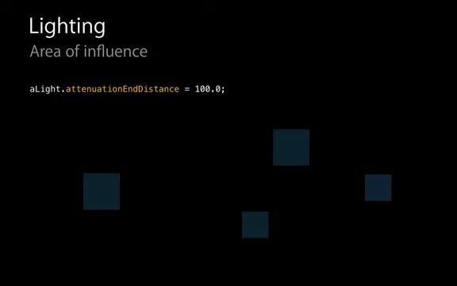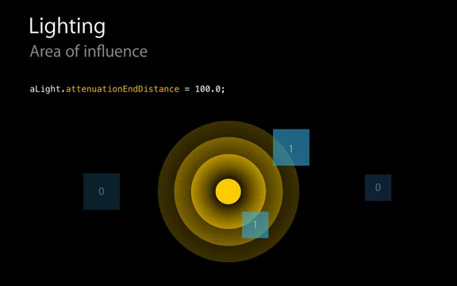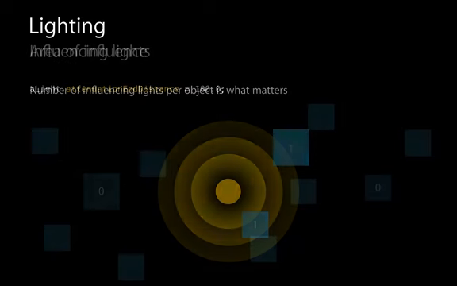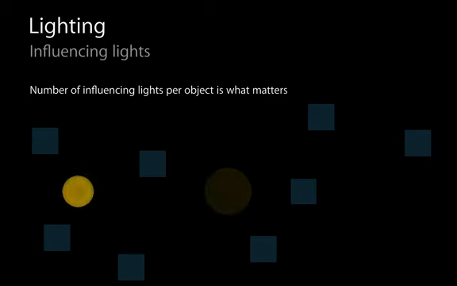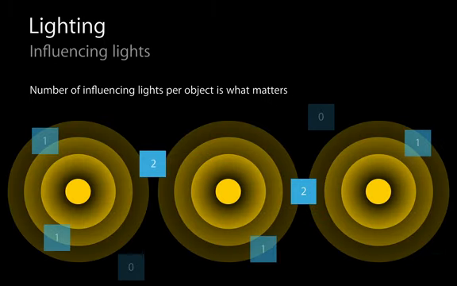One important thing about lights is their area of influence. You can configure the attenuation distance with the attenuation end distance, and beyond that distance, a light won't influence the other objects. And this part is really important because regarding the performance, what matters is not the total number of lights in your scene, it's the number of lights that influence a given object. So for example, here, I have 3 lights in my scene, but I configured the attenuation distance so that most of the objects are only affected by 1 light or 2 lights in the worst case.